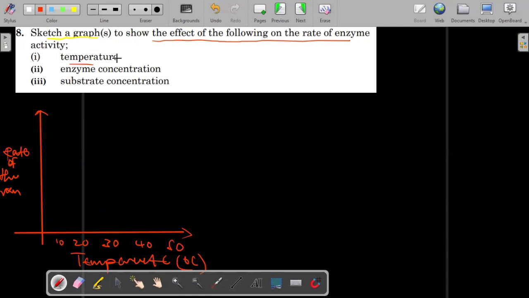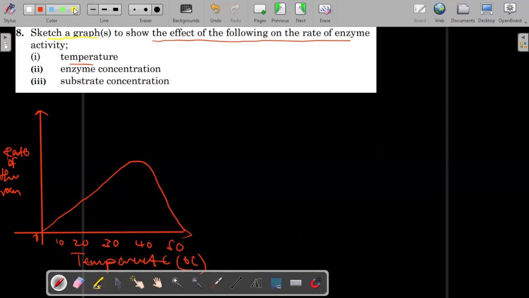So what will happen to the rate of the enzyme activity as the temperature increases from this 0 here all the way up to maybe 50 there? At very low temperatures, your rate will just be low like that. And then as you are increasing the temperature, the rate is increasing. It will increase until it reaches an optimum temperature. After the optimum temperature, it will drop down like that.